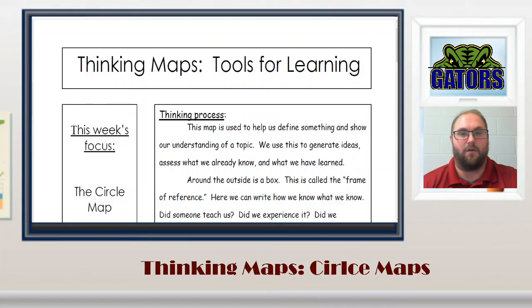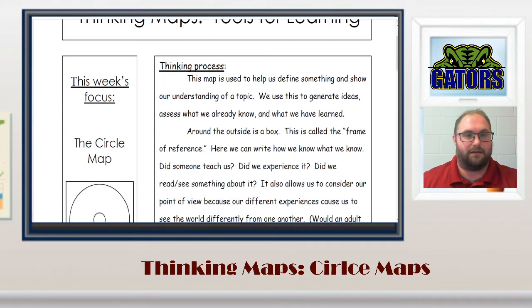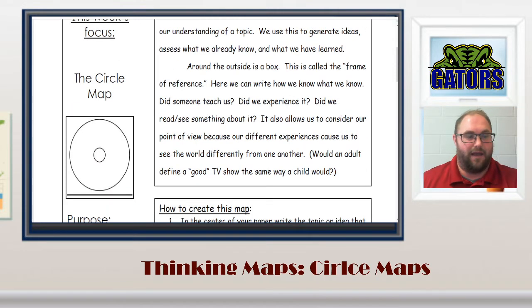I want to take a moment and talk to you about thinking maps, particularly our thinking map for this week that's part of our introduction to the class, the circle map. So let's take a look at the circle map. A circle map is, well, a circle. In the center is where you put the main idea of what you are trying to describe or define. And it also has this outer circle. This is where we put what we know.